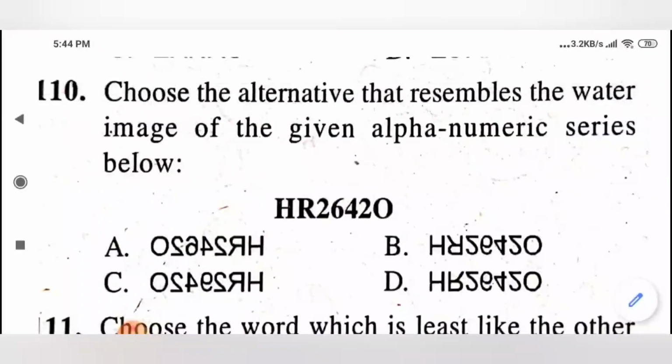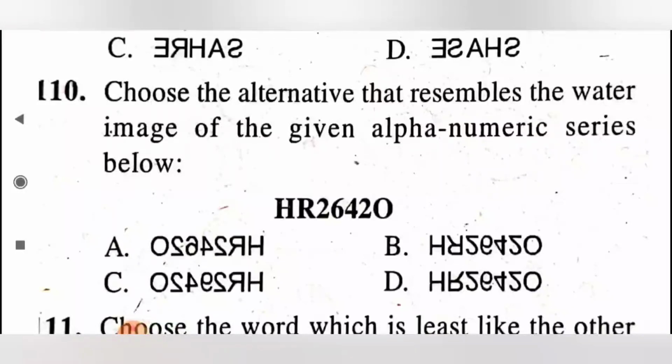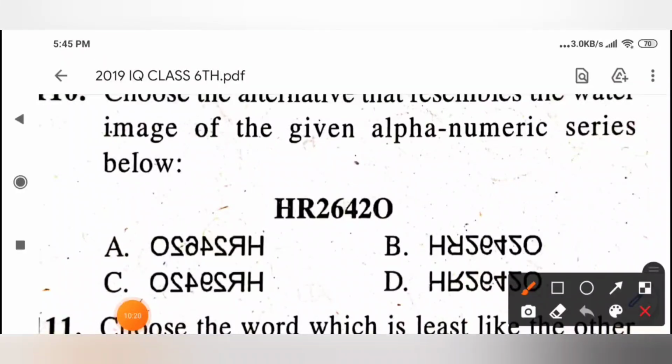110. Choose the alternative that resembles the water image of the given alphanumeric series below. Water image. Mirror image is laterally inverted, which means left to right and right to left. Left becomes right and right becomes left. Water image is upside down of the given thing. So H upside down is also the same. R upside down is like this. 2, this is the upside down form of 2.